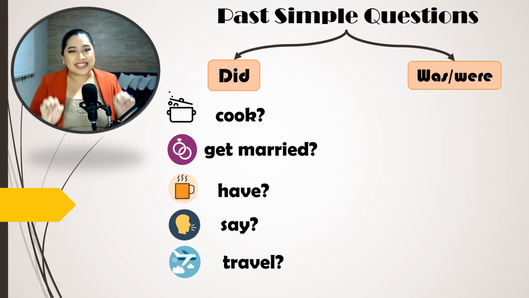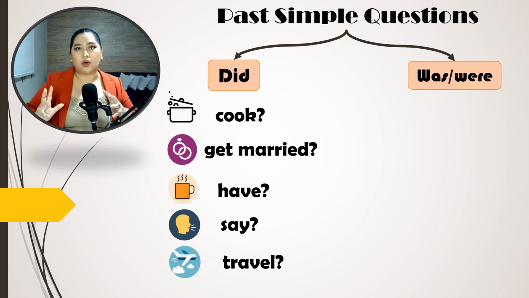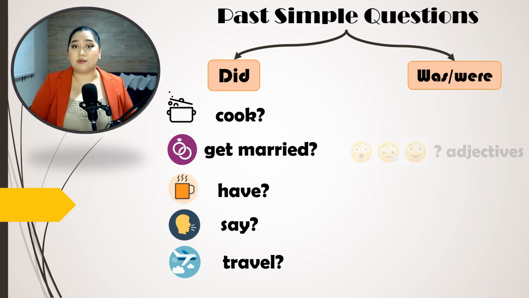So, in each example, we are using an activity, a verb: get married, have, say, travel. All of these words are actions, activities, verbs. So when you have an action, when you have a verb in your question, or you're going to ask about an action or an activity, use did for your question. And don't forget it. We use did plus the verb in the infinitive form or base form. You know that. But this is different for the verb be.